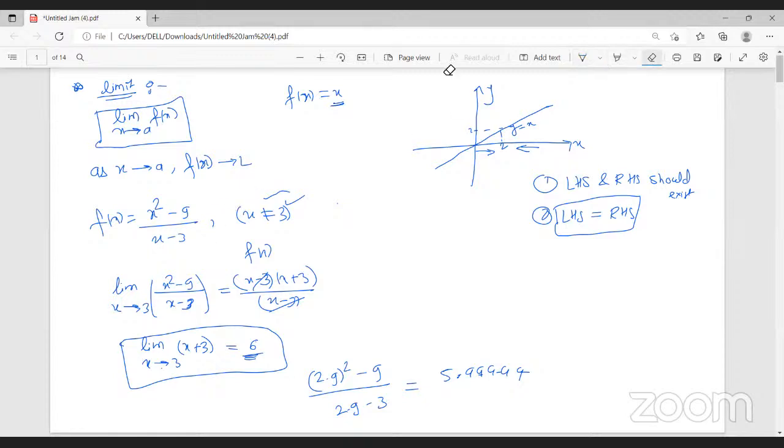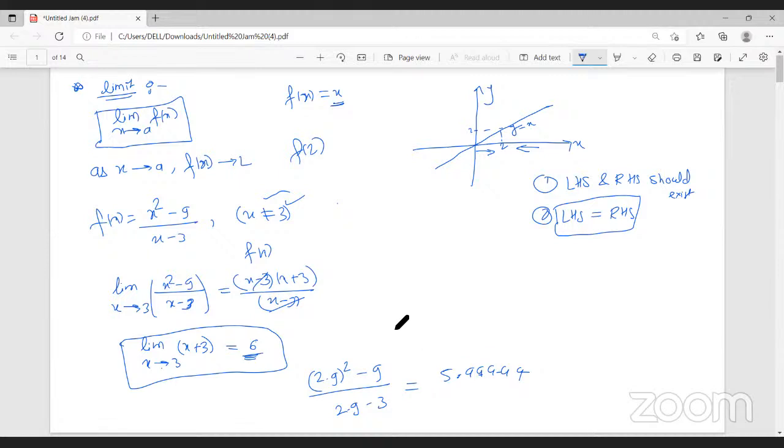But suppose I do not simplify it, and I just put a value between 1 to 3, suppose I put the value 2. Will that answer be correct or wrong? If I put 2 here, you will get f of 2. But we are not checking the value of f of x here. We are just checking the limit. When x tends to 3, what will my f of x tend to, right? So here it is 6.